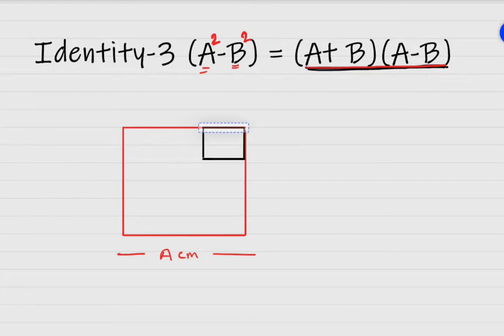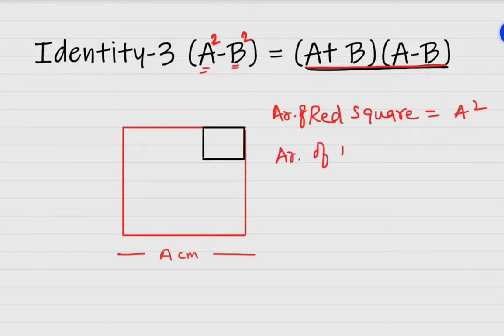Now see children, you have got this. The area of this big red square is equal to a square, and the area of the black square is equal to b square. Now a square minus b square means the whole red square area minus the whole black square area. So you have to find out the area of this much part.